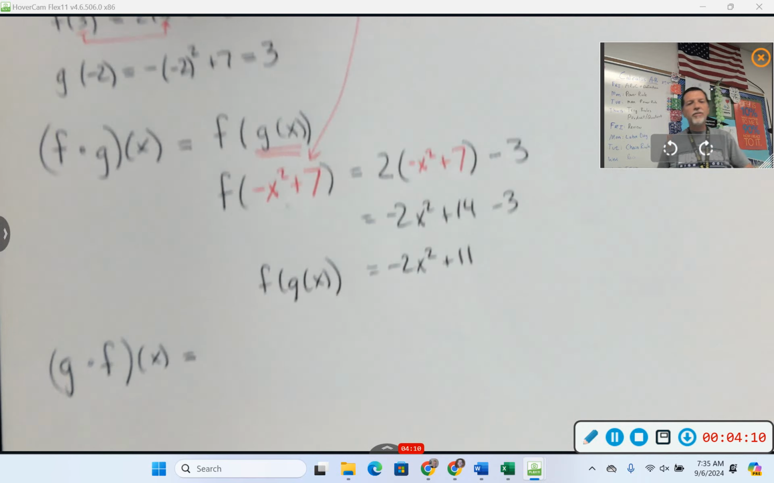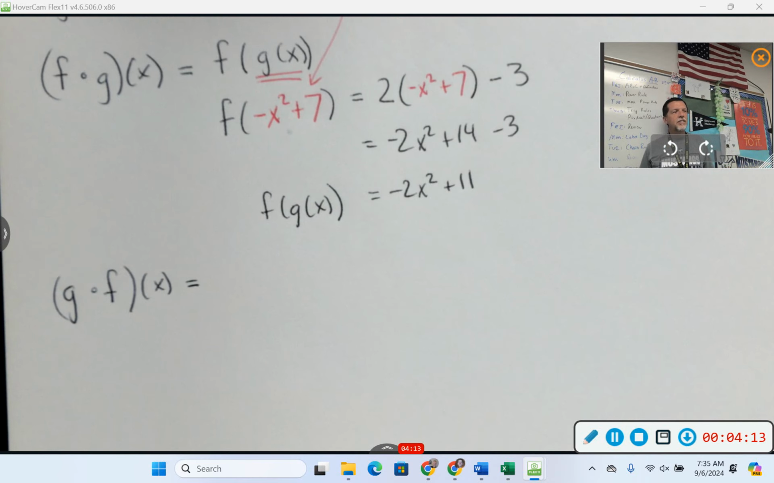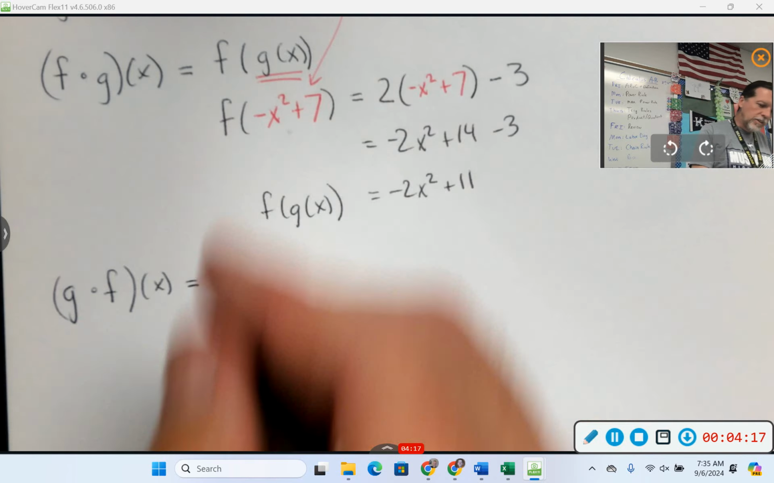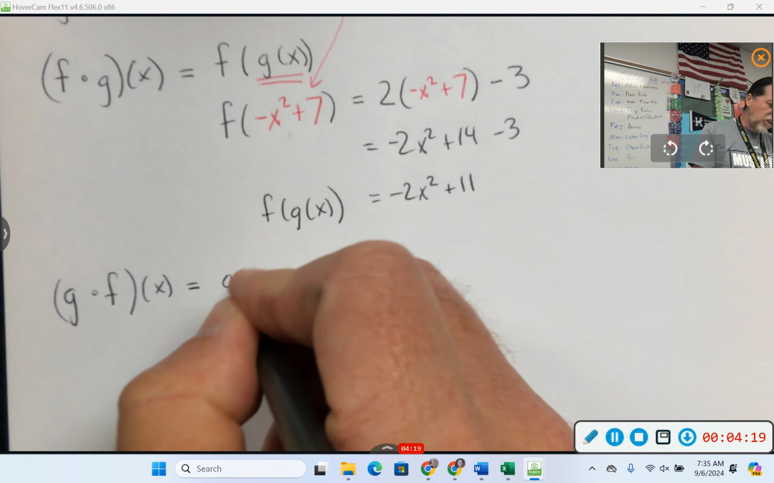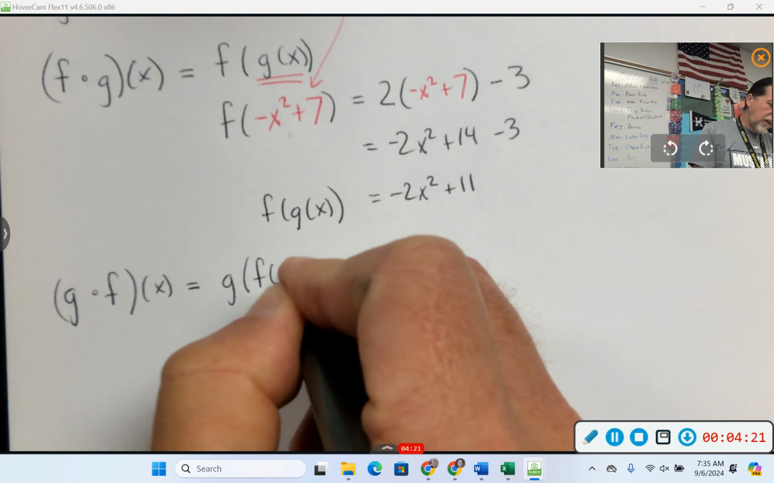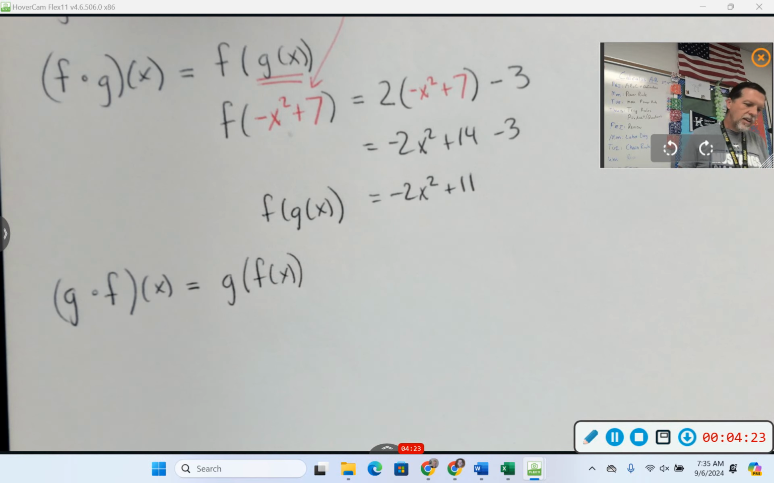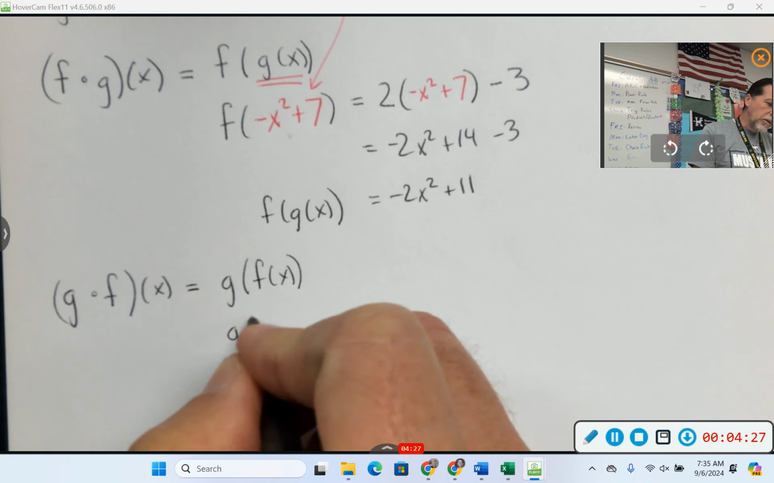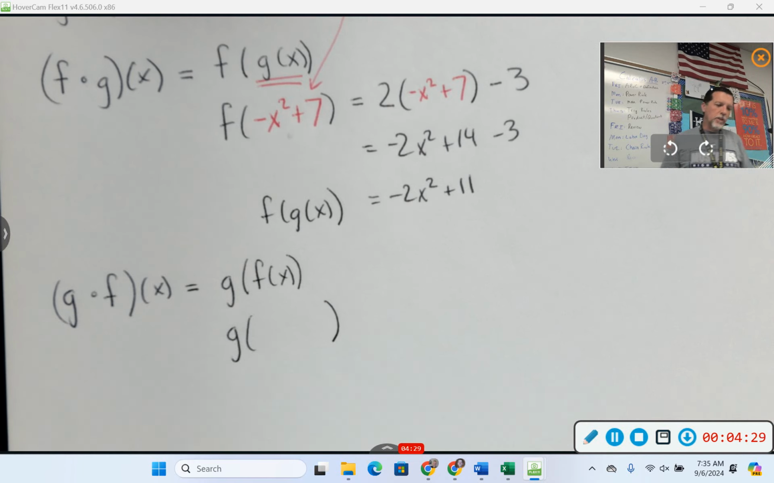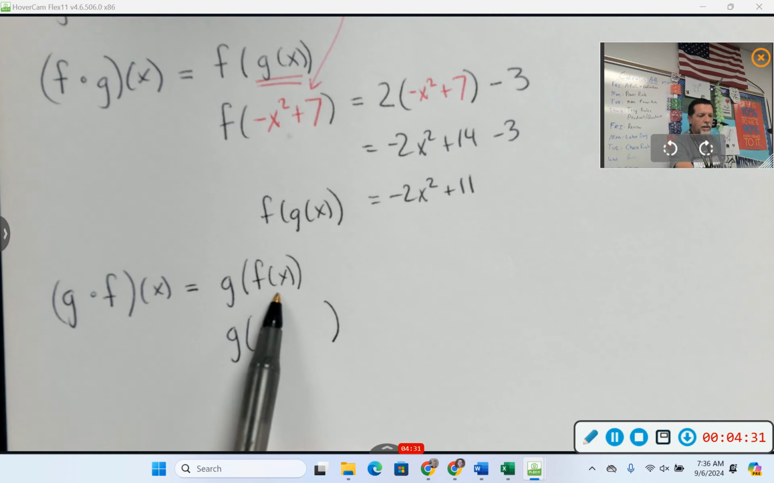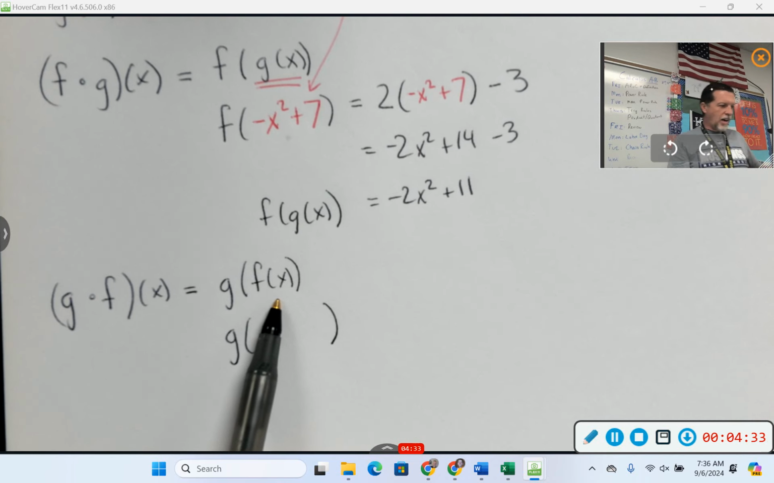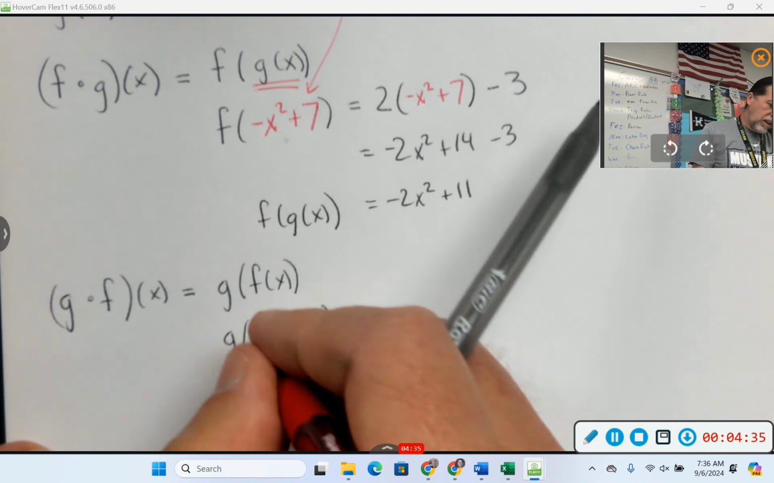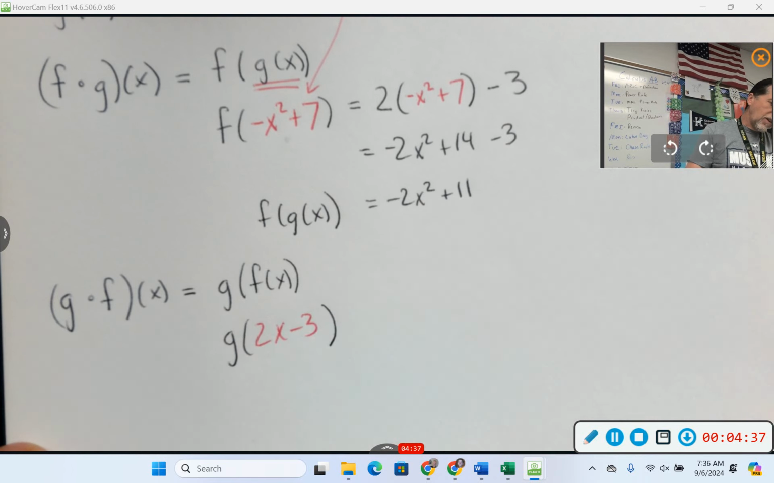All right, g circle f of x. Well, follow the same patterns here. That would mean g of f of x. Again, I'm trying to slow it way down here. So I'm looking at the g function. My input to the g function is now the f function, which is 2x minus 3.